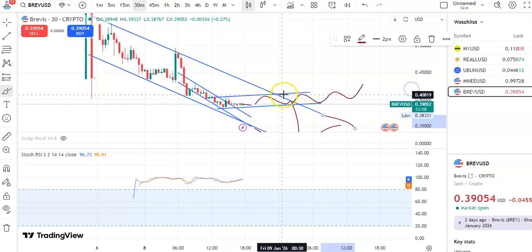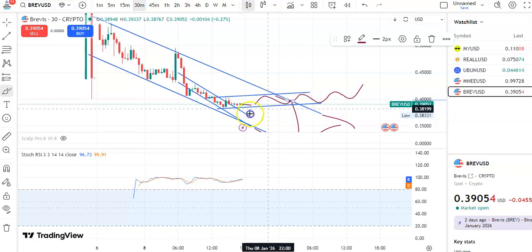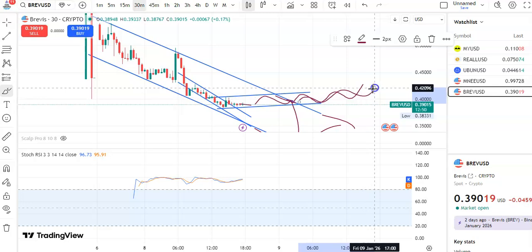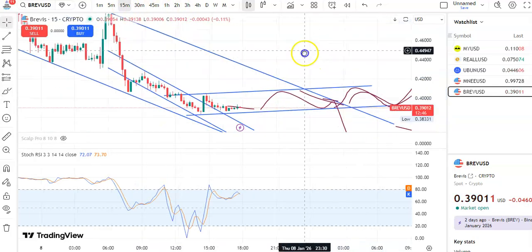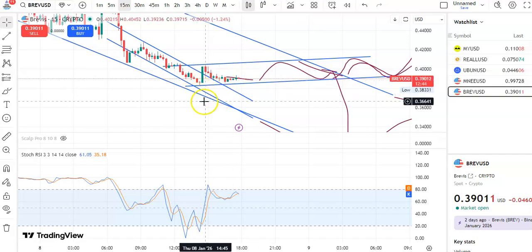So the resistance over here is around 0.39946, and if the breakout happens from here, it may start moving in an upward direction. So if you go to 15-minute chart also, you can see continuously the candles are falling.